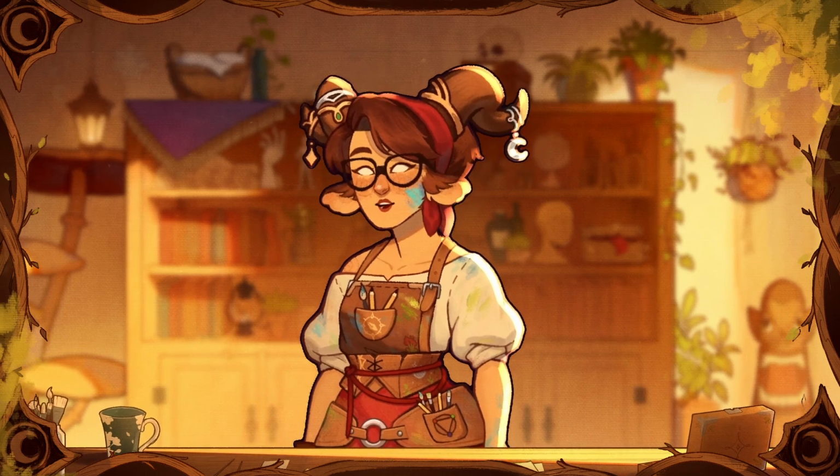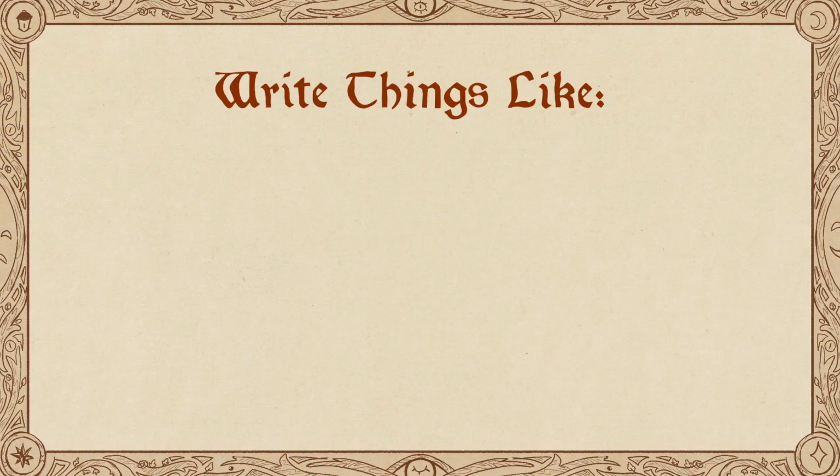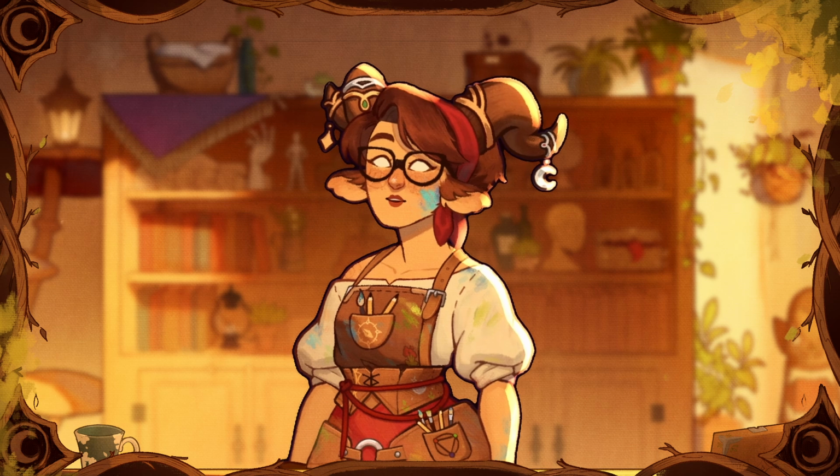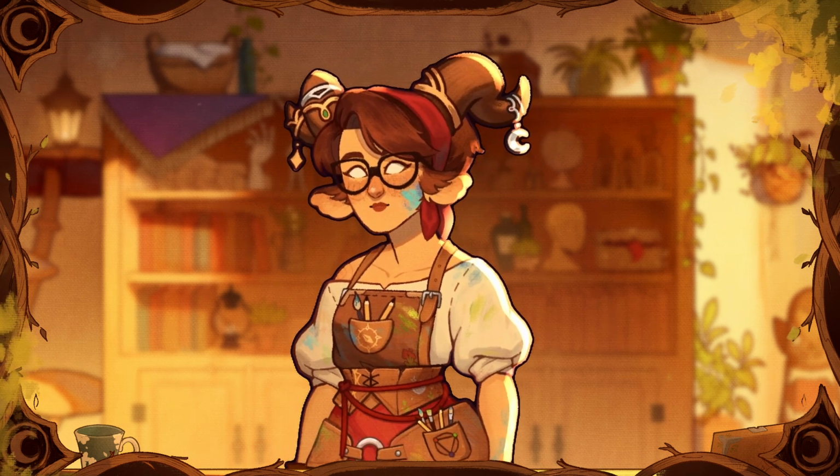And please, write it down somewhere. Write things like the name of your character, age, species, hobbies, anything. You can write as much or as little as you want, but it's very important to have it written somewhere so you can use it as reference later.